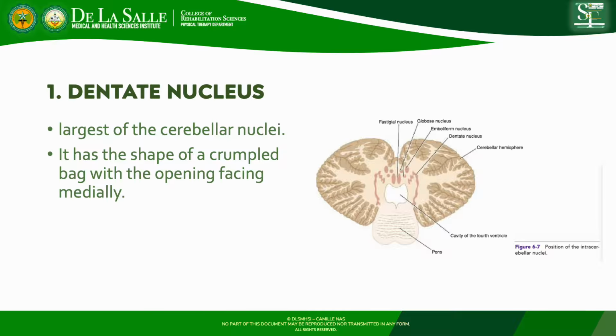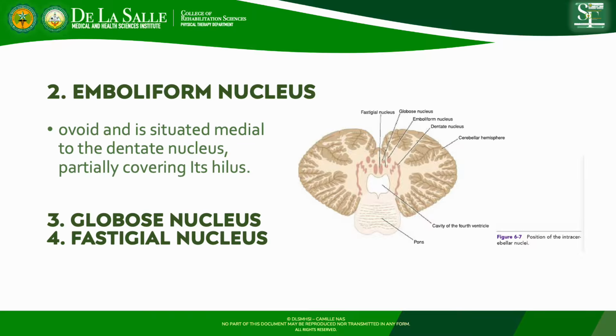First, let's discuss the dentate nucleus. This is the largest of the cerebellar nuclei. It has the shape of a crumpled bag with the opening facing medially. The emboliform nucleus is ovoid and is situated medial to the dentate nucleus, partially covering its hilus.